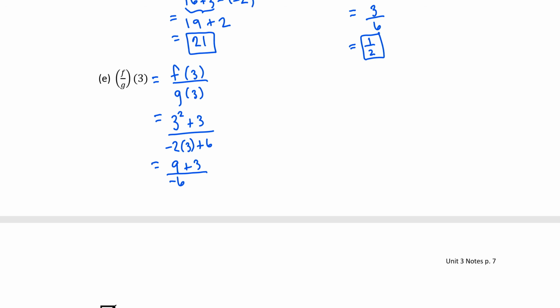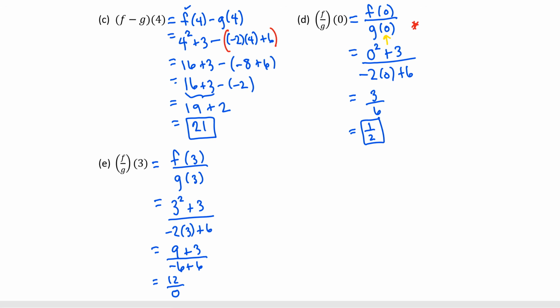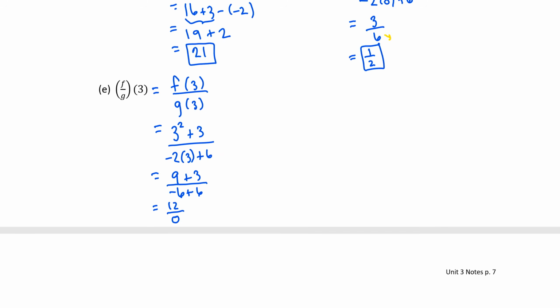In the denominator, oh, we got trouble, right? This gives us 12 divided by 0. Whereas over here on the previous example, we said it's okay to have an input of 3 as long as the output is non-zero. Over here, we weren't plugging in a 0, but we got out a 0. The value of our denominator here is 0. Therefore, this is an undefined operation.